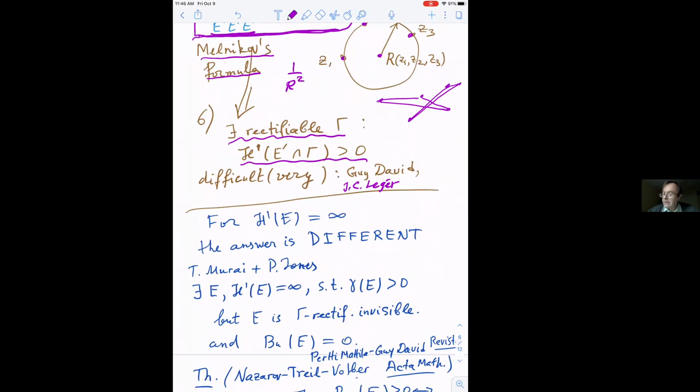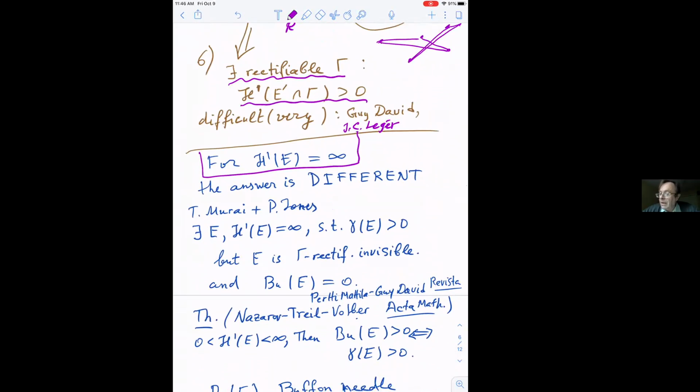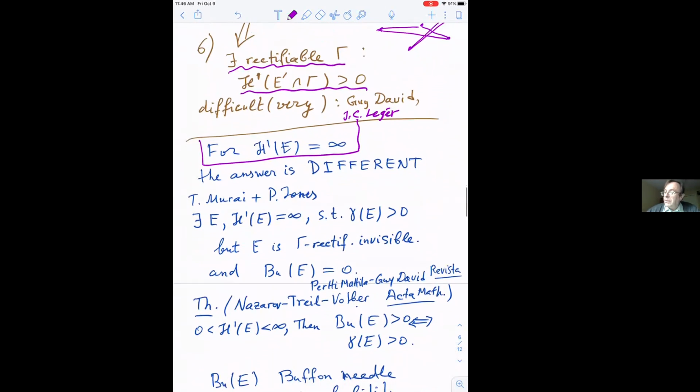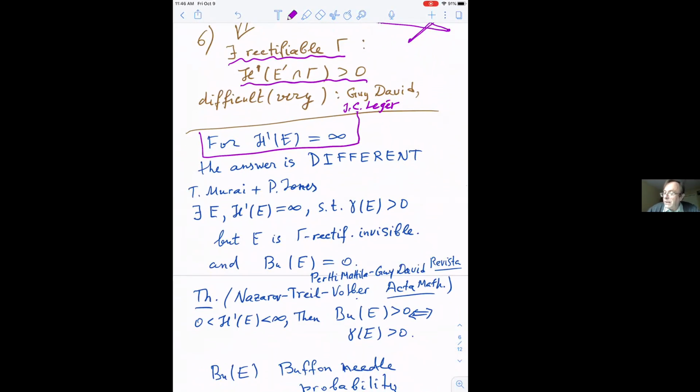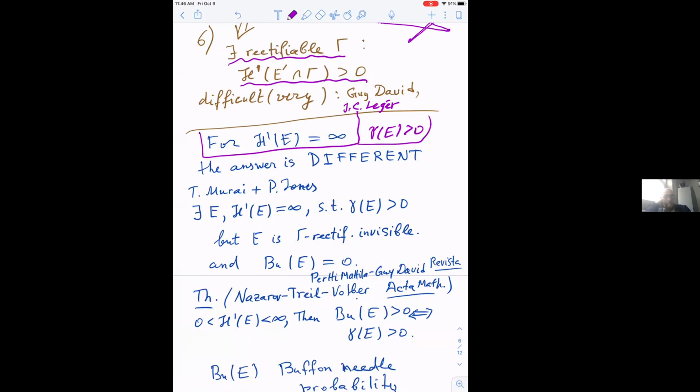The second case, so we're still on the plane. In the second case, the answer is completely different. First of all, there is no real answer. Well, there is an answer, but I don't even want to tell you because it takes 15 minutes to explain. There is no easy geometric way to describe such sets with gamma of E positive. So I don't want to spend time on it.